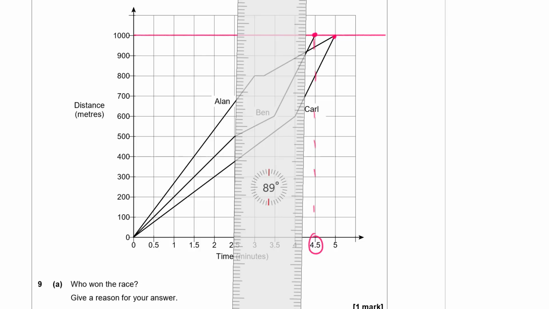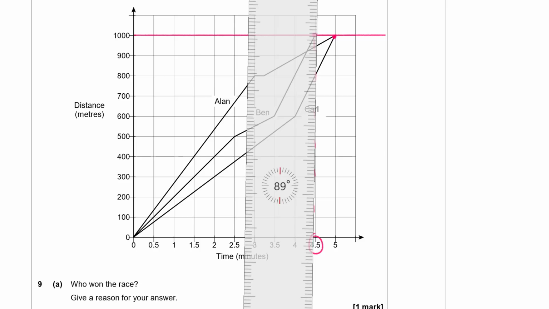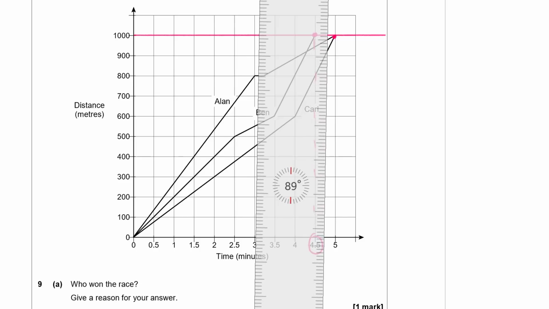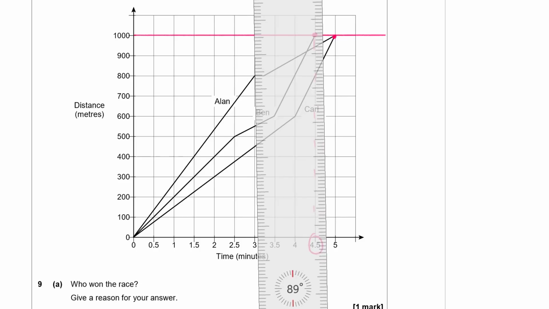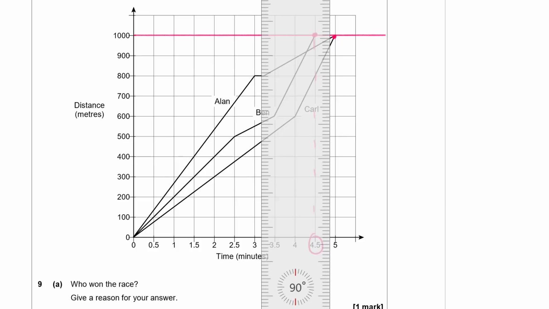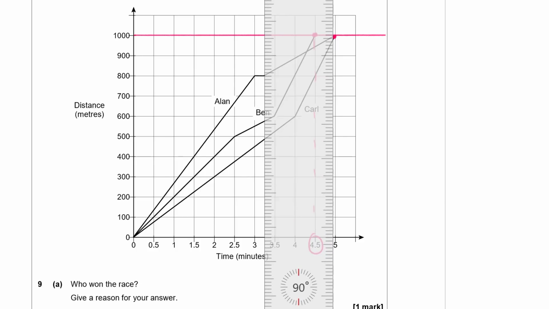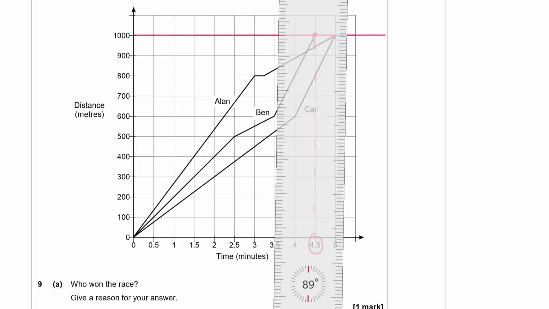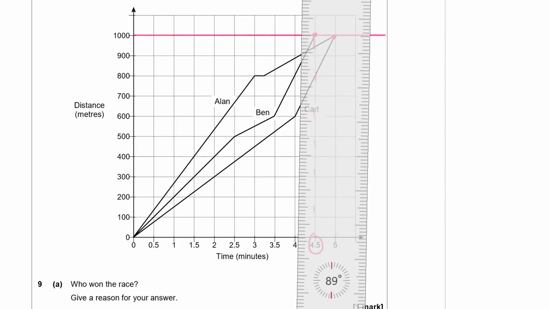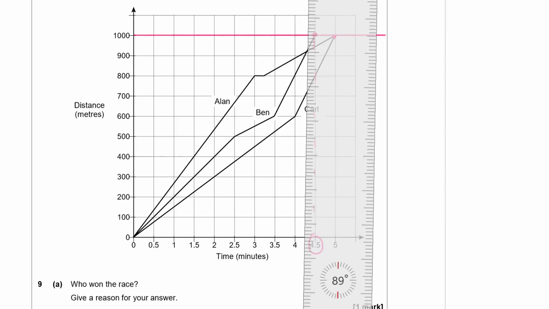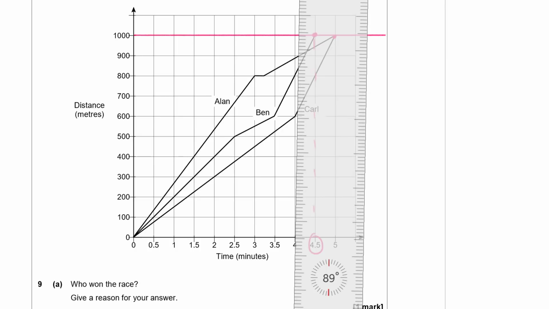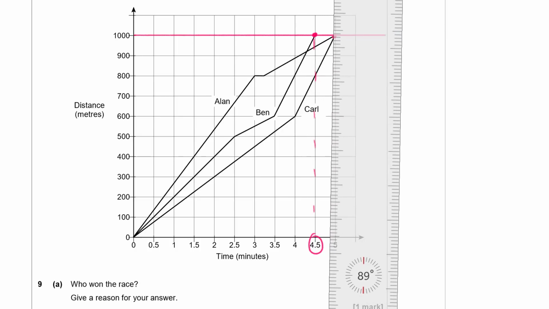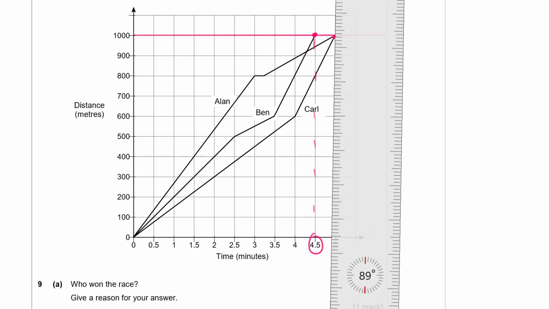At this point, at 2.5 minutes, Ben slows down. At 3 minutes, Alan stops for a while and then starts again soon after at a slower pace. At 3.5 minutes, Ben speeds up and then overtakes Alan. Carl speeds up at 4 minutes, but it's not enough to overtake anybody, but he does finish the race at the same time as Alan.